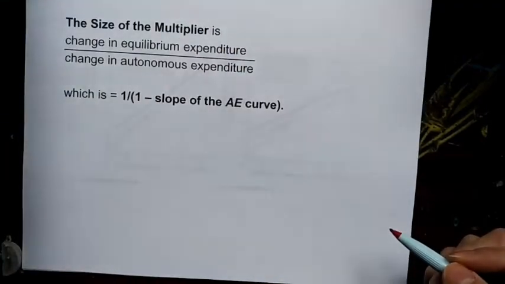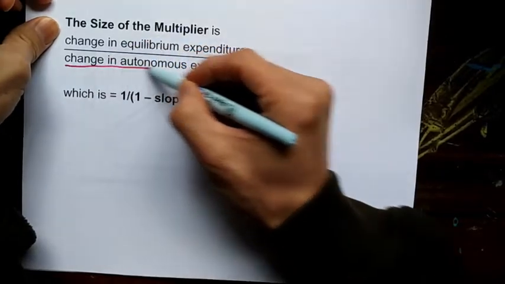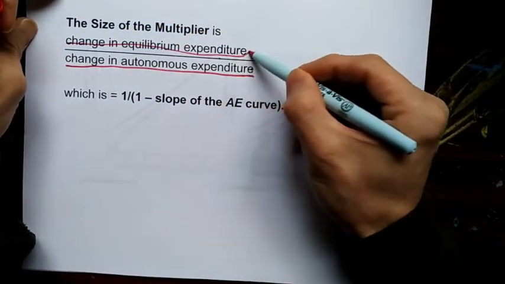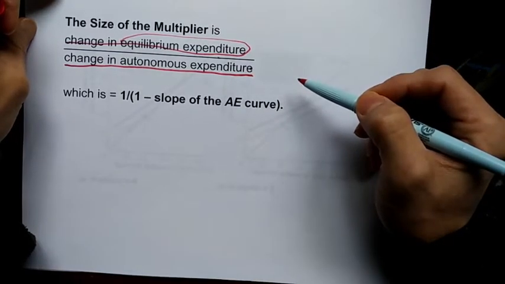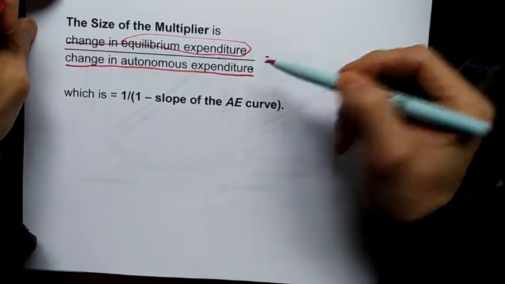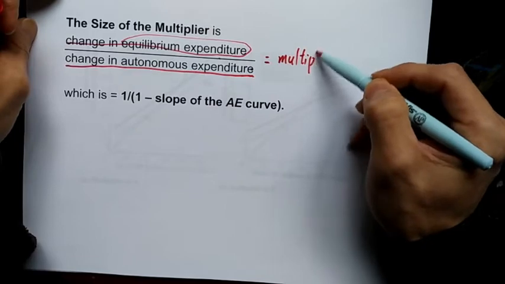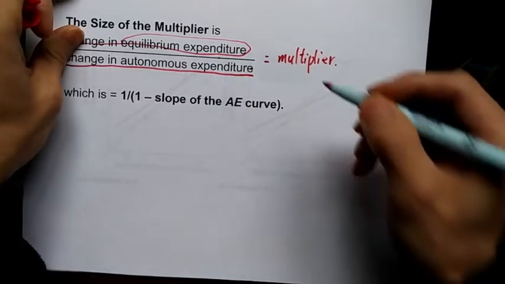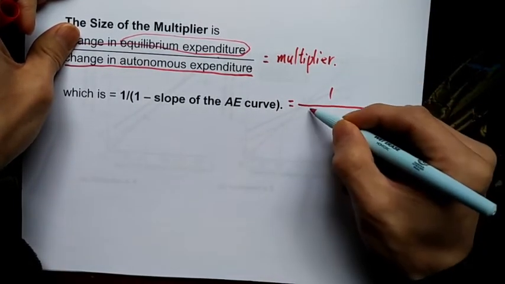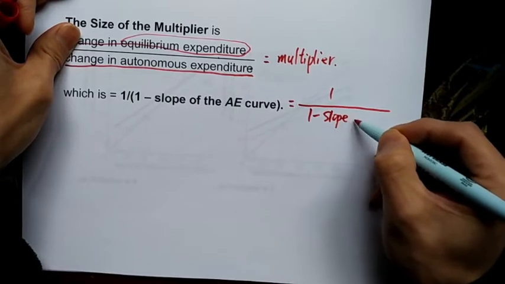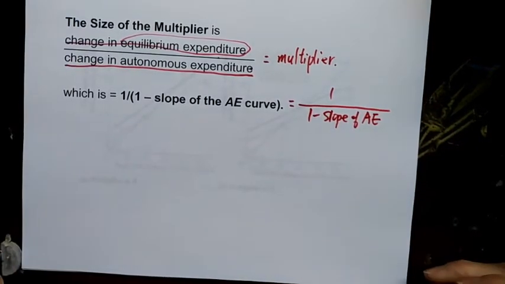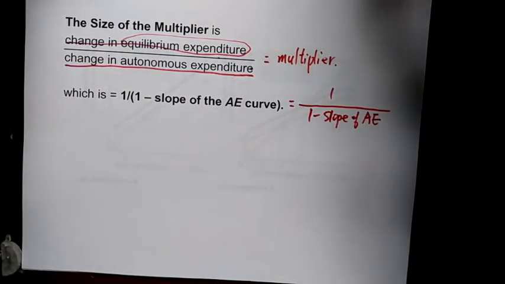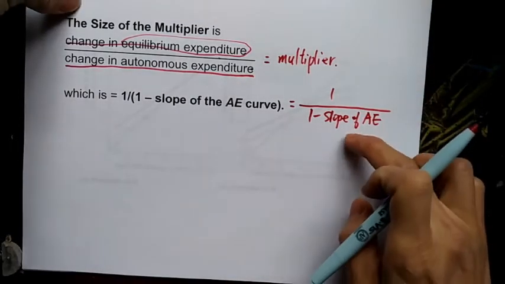Easy enough? Therefore, the size of the multiplier is, originally you increase autonomous expenditure by how much? And then at the end, the equilibrium expenditure increases by this much. Then this will be the multiplier. And I'm going to prove that the multiplier is actually 1 over 1 minus the slope of the aggregate expenditure function. I want to prove here, and if you think it's too complicated, that's fine. I just want to prove that what I'm saying here is correct.